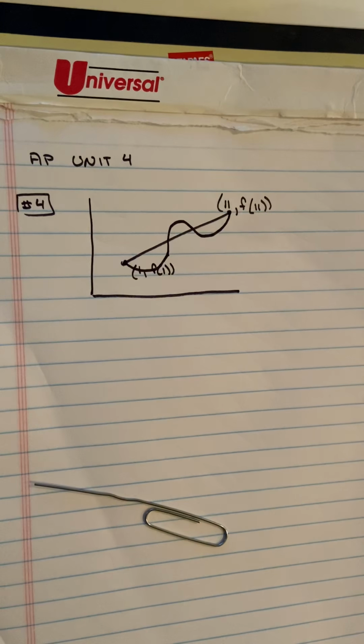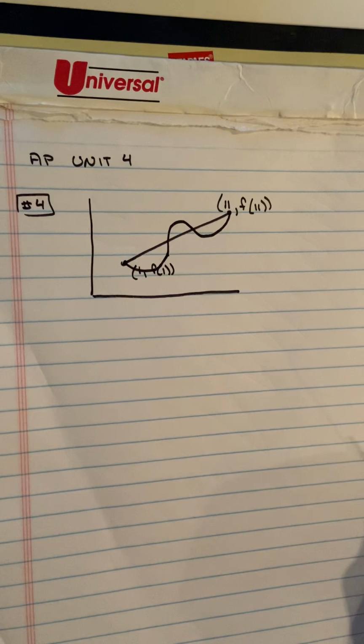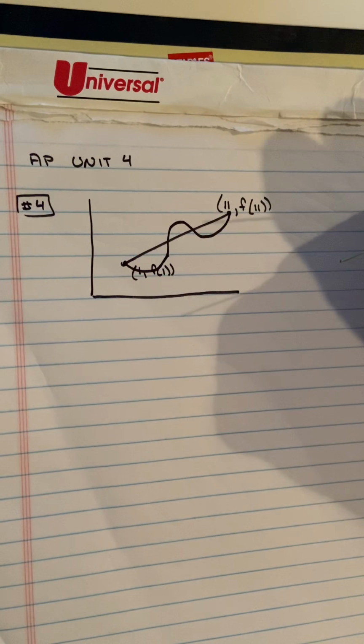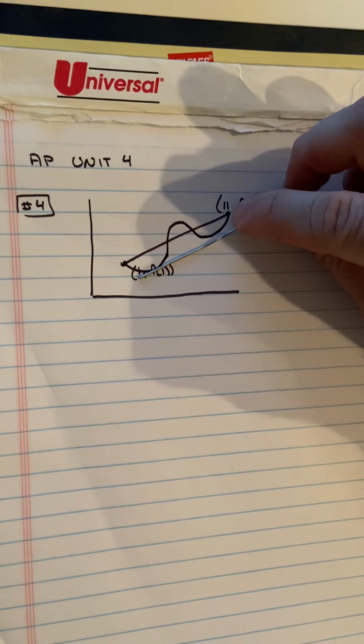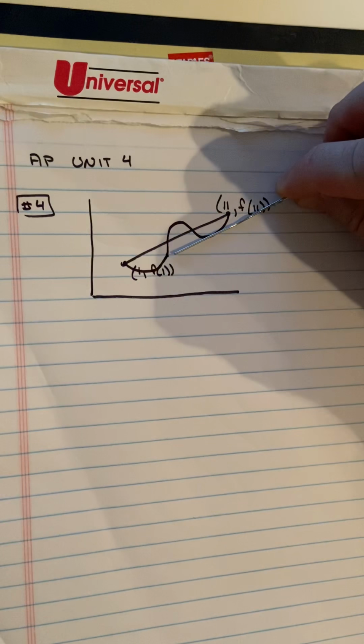Here's number 4. I tried to draw a picture of it as well as I could, and the question is, when does the instantaneous rate of change equal the average rate of change over that interval? Well, where does it happen? This is the mean value theorem for derivatives, where the slope of the tangent line equals the slope of the secant line here, here, and here. So for how many values does that occur? 3.